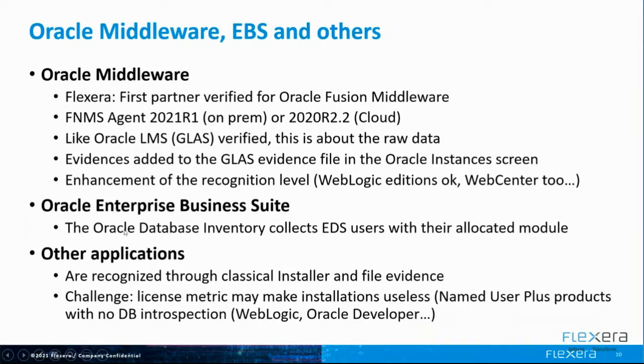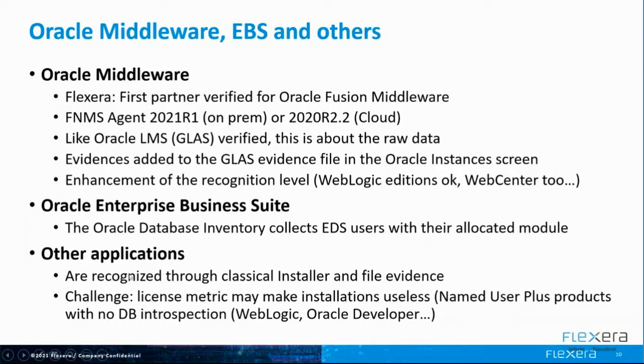EBS, Oracle Enterprise Business Suite: the Oracle Database Inventory will collect EBS users with the allocated modules. So it will actually be reported into FNMS when the inventory happens. And if you create a license, which is covering, let's say, an EBS purchase, you will automatically get the users, which are linked as application users to the EBS instance and EBS purchase, and you will get that into FNMS.